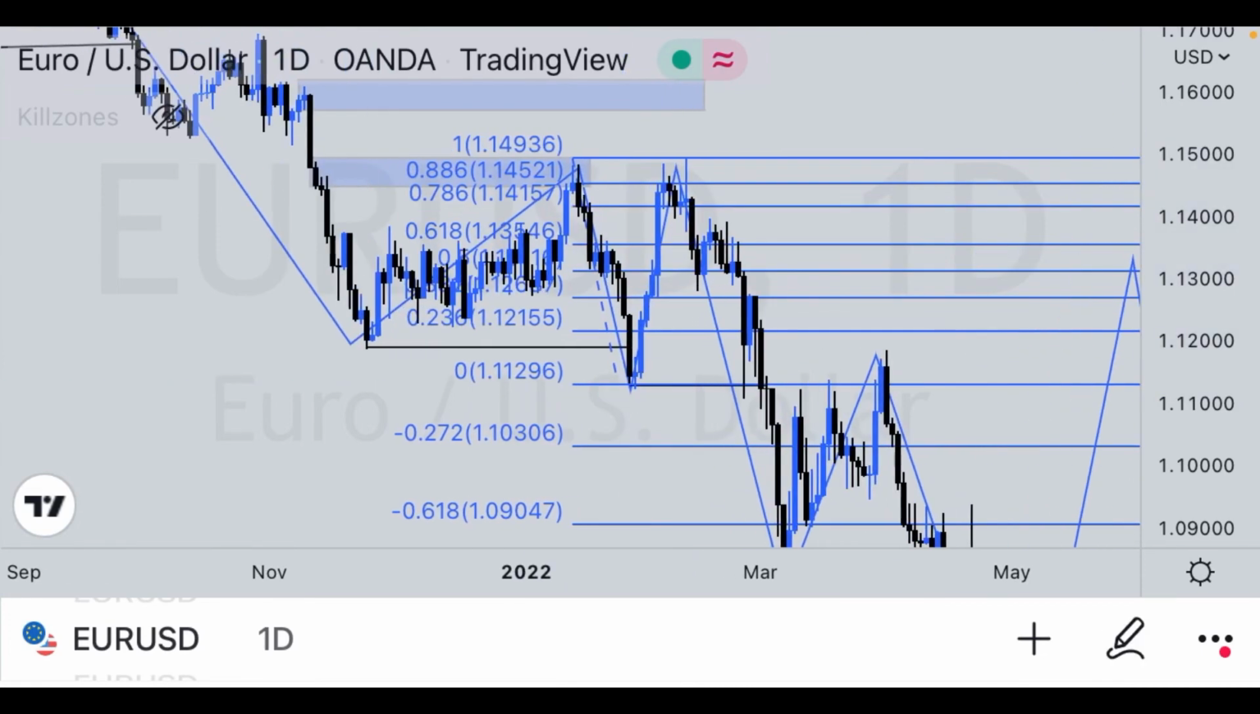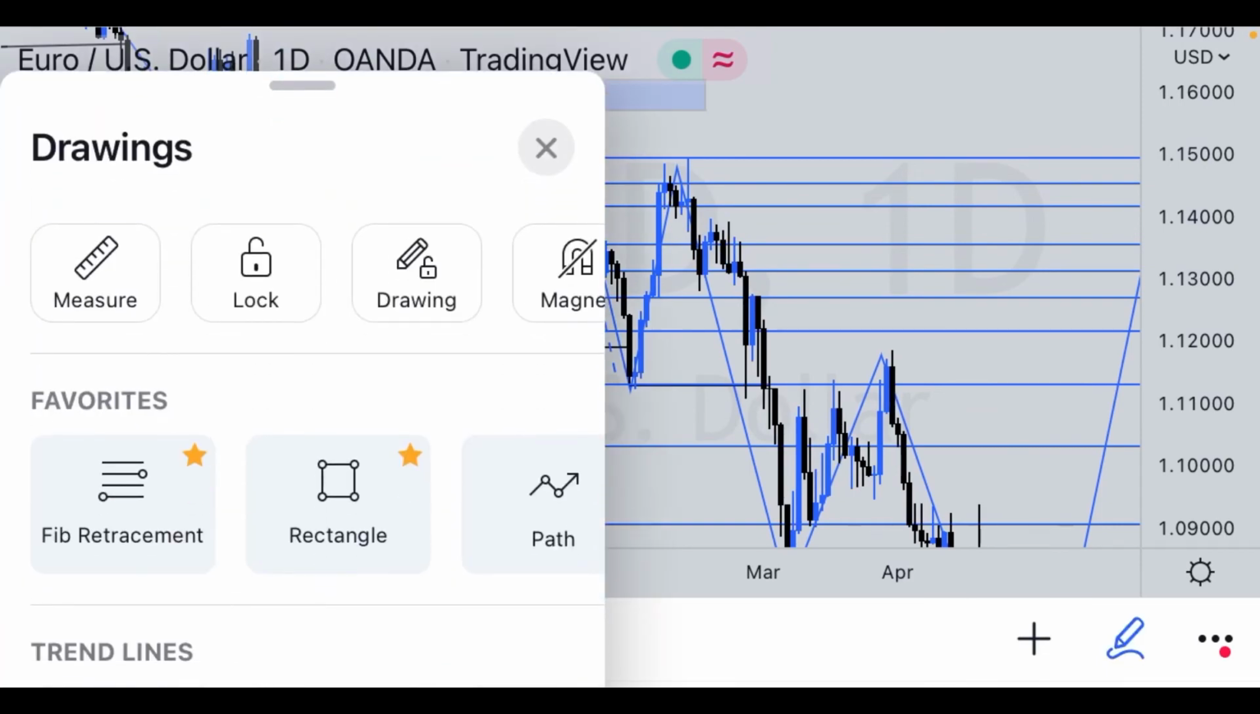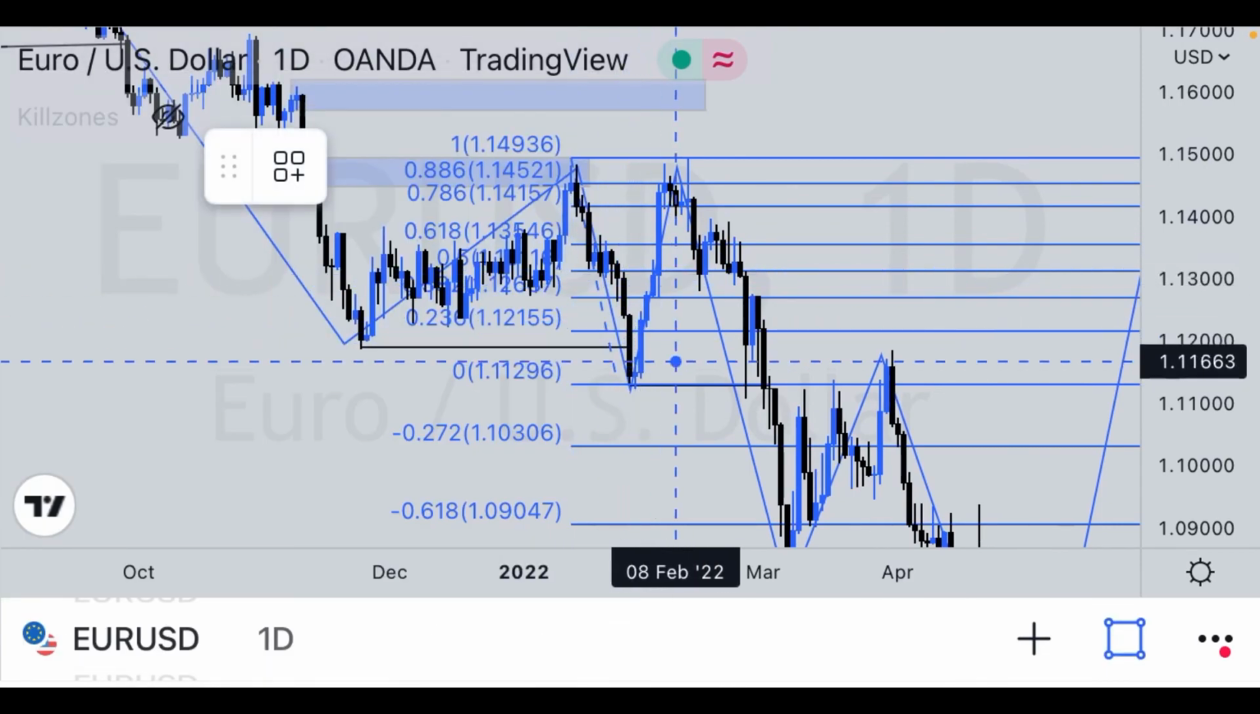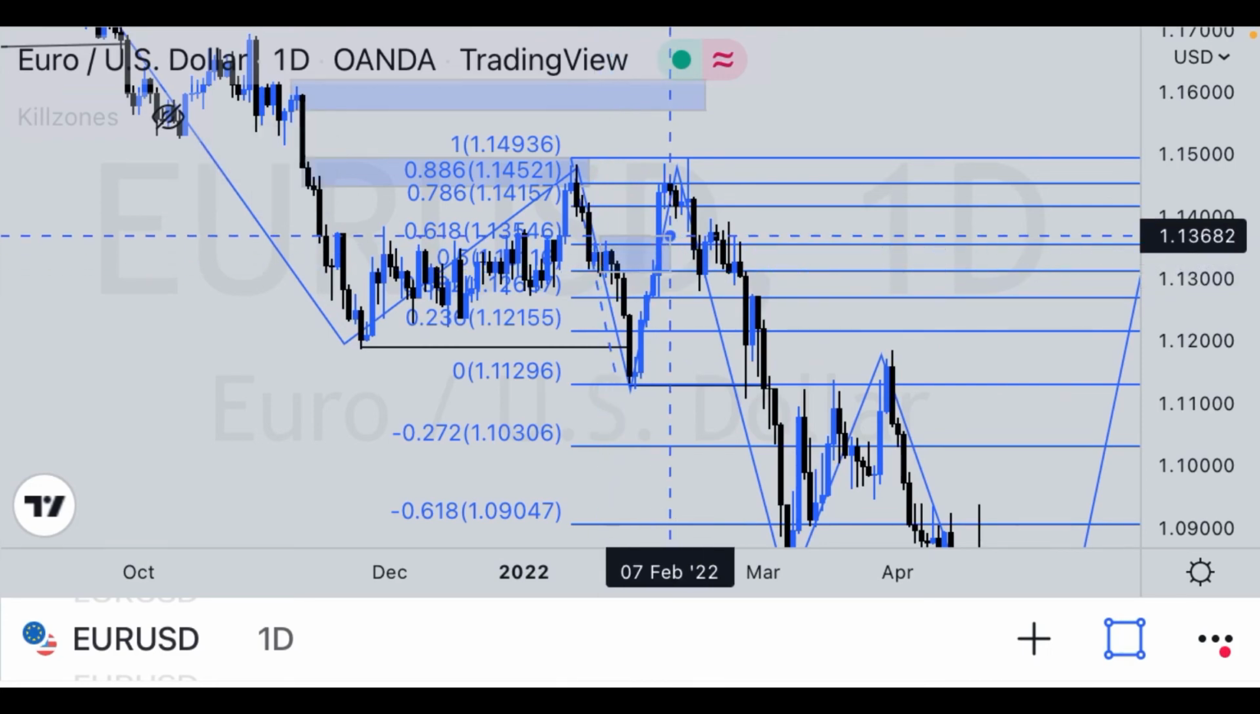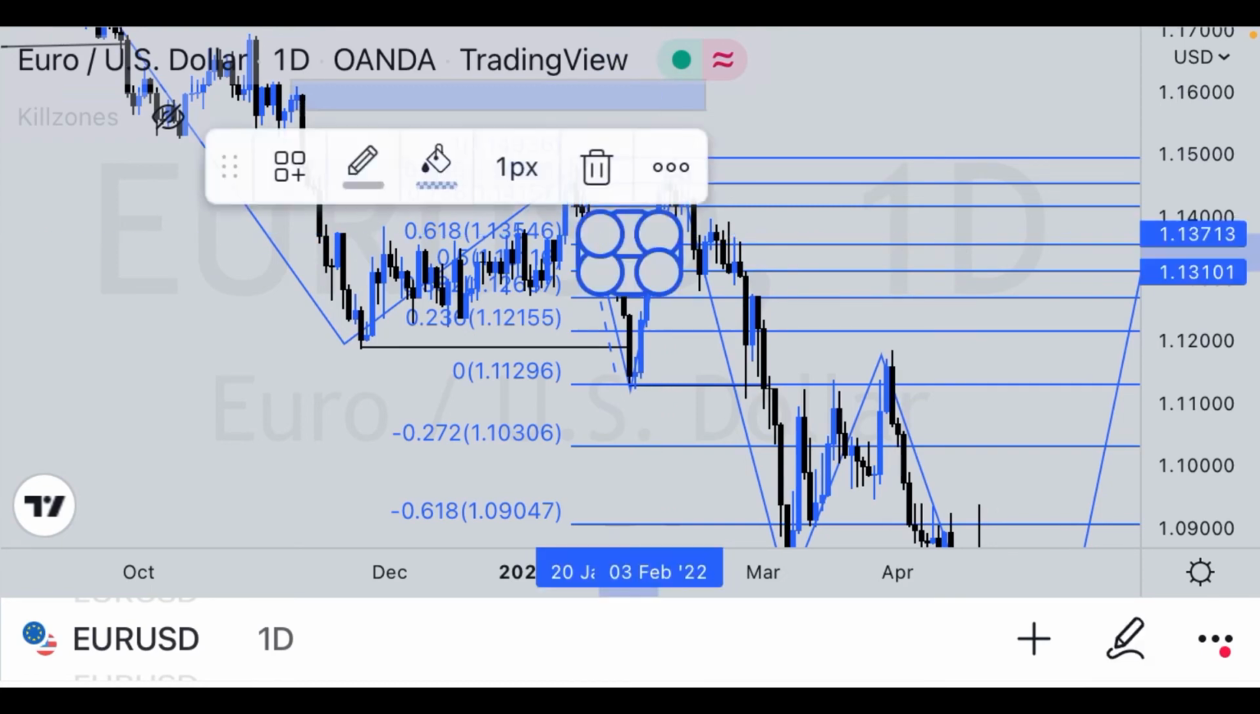So what do you look out for? You look out for your 50% discount and your supply zone. You can see this is our supply zone. This is our first supply zone that the market created around this zone. Market created this supply zone.